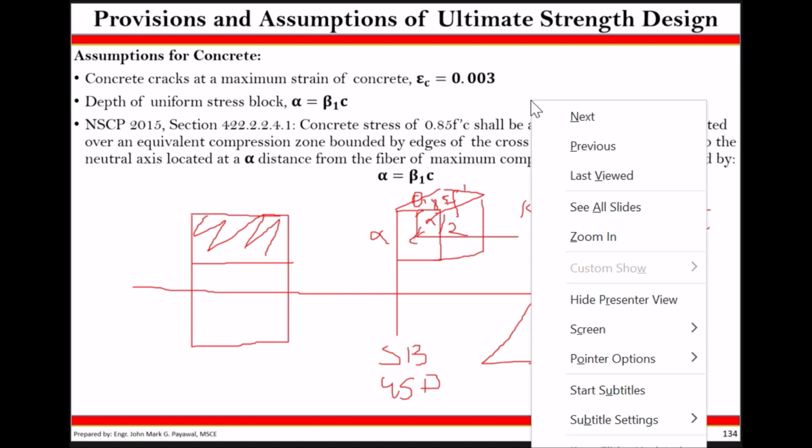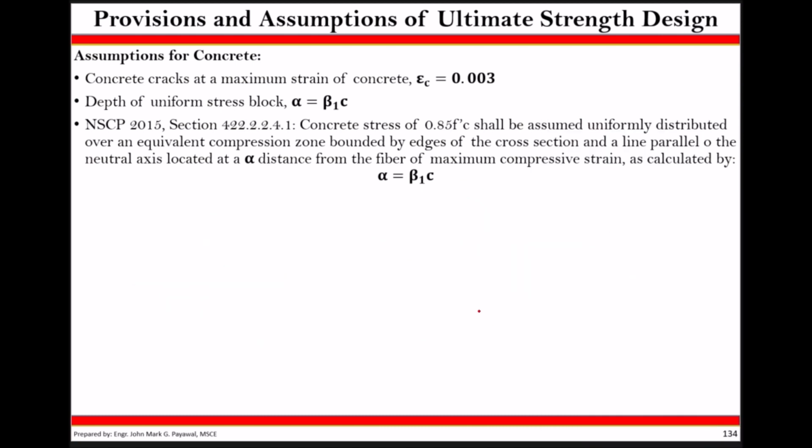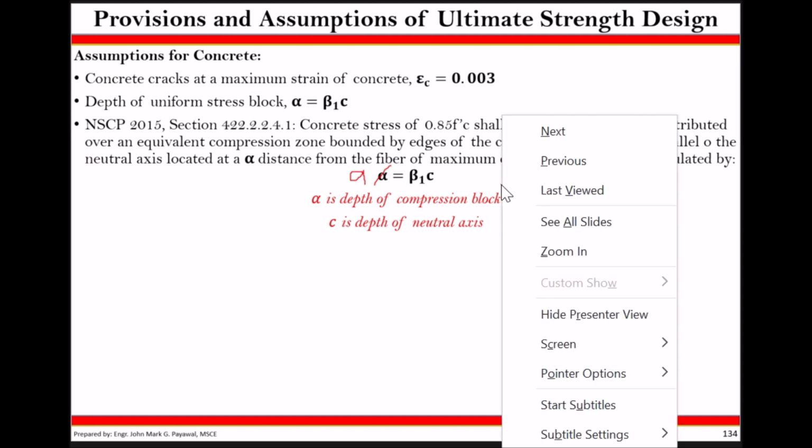That's why we are giving the provisions from the NSCP first, so we can effectively and more easily understand our discussion later. So we don't forget, alpha is the depth of the compression block and C is the depth of the neutral axis. When you're reading other references, they may use letter A for alpha. Don't be confused, they are the same.